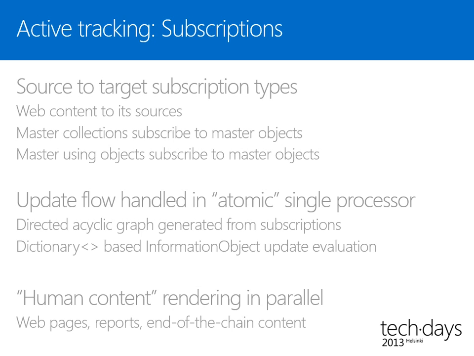Update flow is handled in an atomic, single processor. So what we described in the first part of the session, in the master information management, means that we do it in a directed acyclic graph that's been generated from the subscriptions. We follow the subscription chain: if we modify this object, it has subscribers. Where does the chain then populate to?